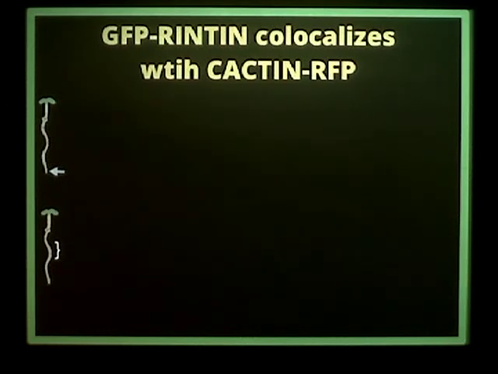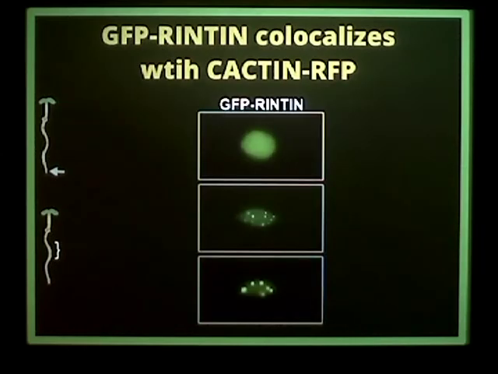So we wanted to see, where does rintin localize to? If rintin and cactin are genuinely interacting with each other, we'd expect them to be in the same part of the cell so that they really could interact with each other. So what we find is, much like cactin, in the meristem of the root, we find rintin in this more widespread localization. And in the mature root, we also find it forming these speckles.